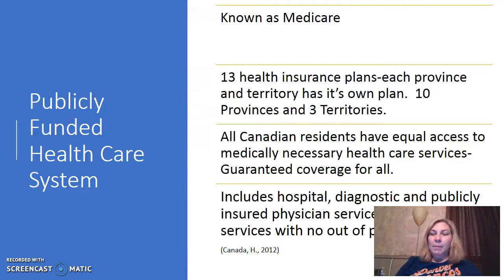Next, I'm going to talk about the publicly funded healthcare system. In Canada, this is known as Medicare. There are 13 health insurance plans. Each province and territory has its own plan. There are 10 provinces and 3 territories in Canada. All Canadian residents have equal access to medically necessary health care services. All residents are guaranteed coverage for these services. These include hospital, diagnostic, and publicly insured physician services. These are all covered services with no out-of-pocket expense cost to residents or patients.